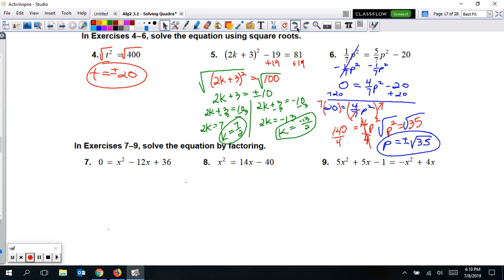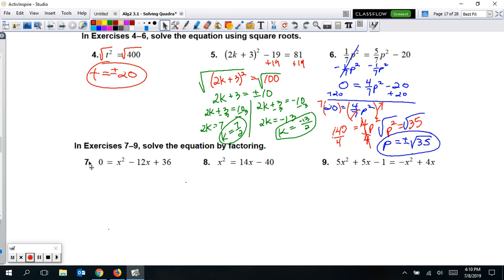Now, if there was a way I could simplify the square root of 35, I would have. If it was the square root of 36, I would have made that into a 6. If it was something else where there was a perfect square that could go into it, then I could reduce it as well. So you want to reduce square roots down to their simplest form and not leave them too big under the radical sign.